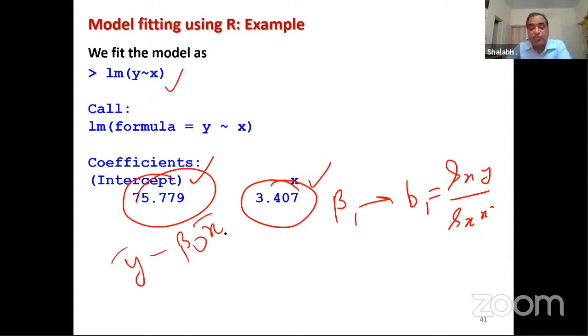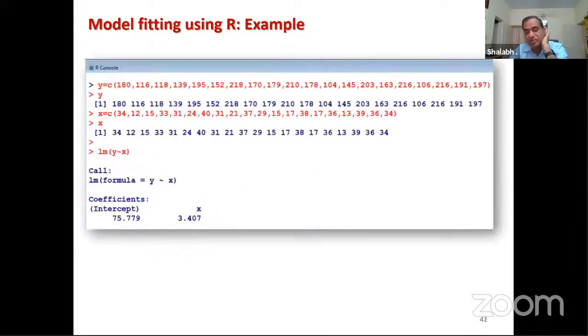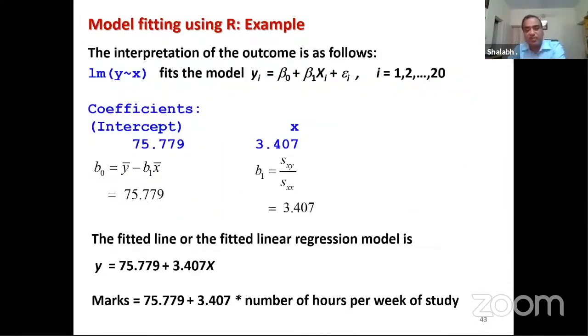So at least now you know how these values are obtained and how they are being computed. And this is the screenshot of the same operation that you can also try yourself.